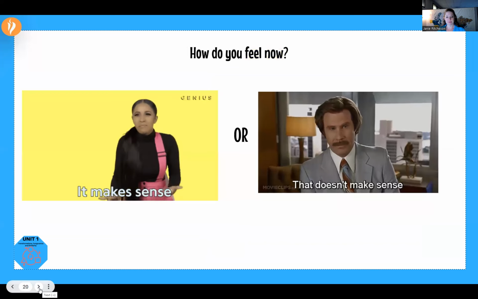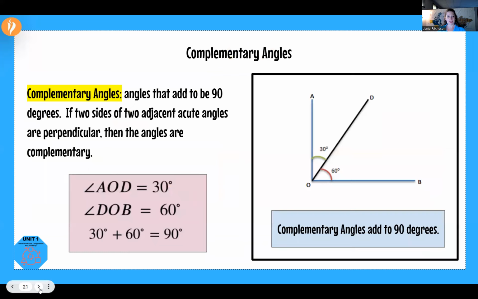That makes sense. All right, so complementary angles are two or more angles that, when you add them together, equal 90 degrees. We see that angle AOD and DOB together add up to 90 degrees, which means that these two angles are complementary.